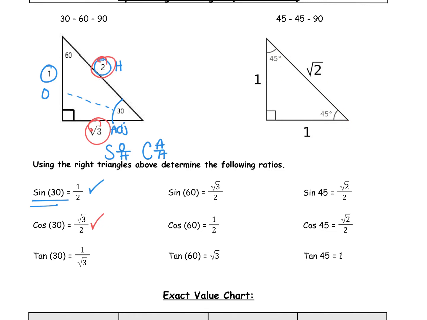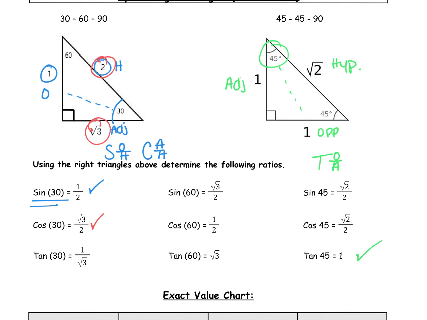I know we didn't do tangent yet, so let's do tangent, so TOA. Since there's two 45-degree angles here, it doesn't matter which one we're using. So I'm going to use this one. So this is my opposite, this is my adjacent, and this is my hypotenuse. So tangent is opposite over adjacent. So 1 over 1 reduces to 1. And that's it. That's how we get these numbers.